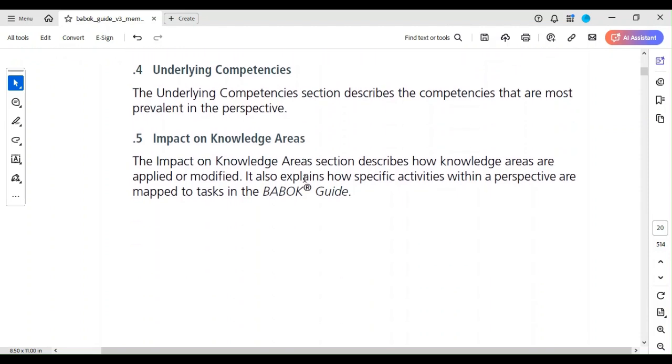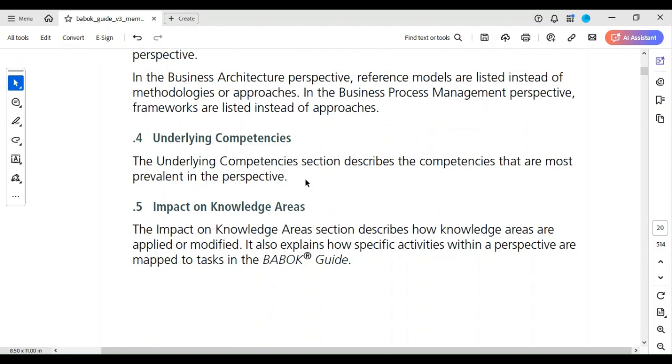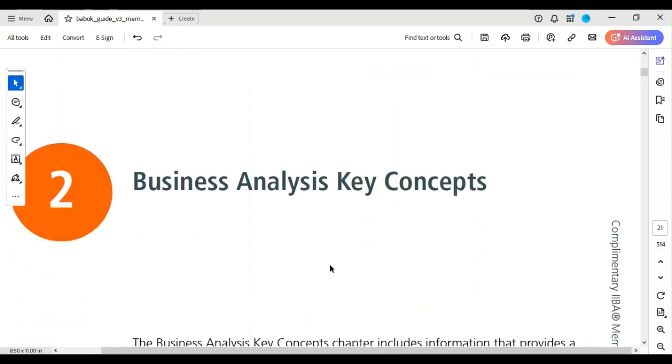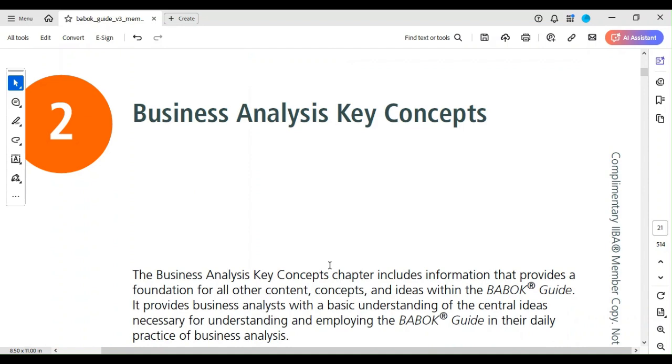Underlying competencies. The underlying competencies section describes the competencies that are most prevalent in the perspective. Impact on knowledge areas. The impact on knowledge areas section describes how knowledge areas are applied or modified. It also explains how specific activities within a perspective are mapped to tasks in the BABOK Guide. So this brings us to the end of chapter 1.